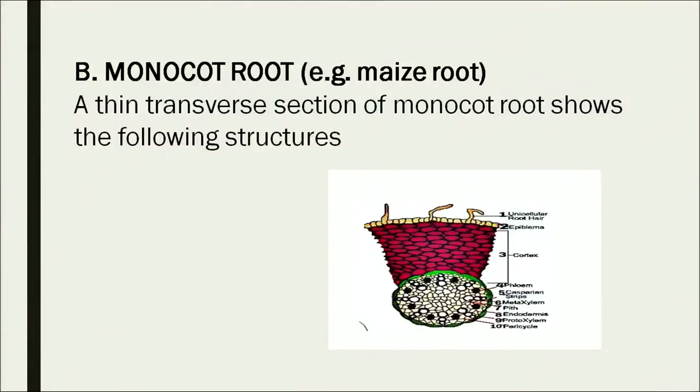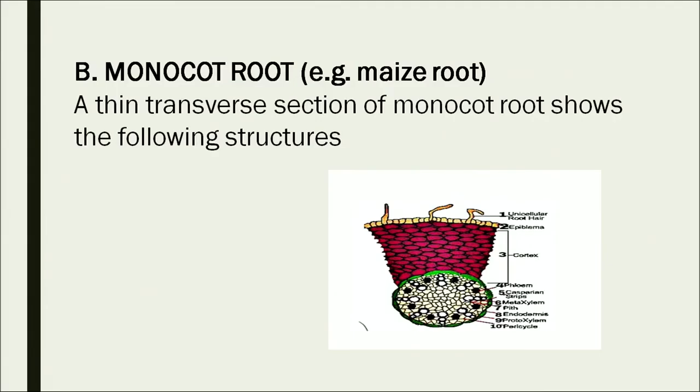Monocot root, when we cut it transversely and try to see the structure inside the root, shows the following structures in the figure. Now you can see in the figure there are unicellular hairs, just like the dicot root, epiblema, and then cortex, similar to the dicot, but the phloem and xylem have different positions. Here you are seeing that metaxylem is towards the center, protoxylem is towards the outside, and in between there are certain patches of phloem.